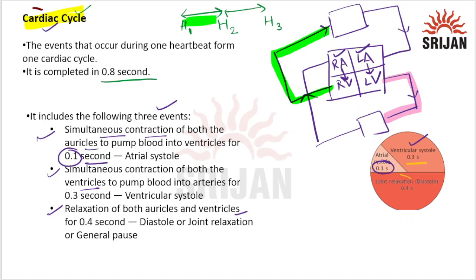Now comes the timing of joint relaxation. This is the point where the blood will be collected. Blood is collected in the right auricle and the left auricle. The right auricle collects the blood brought from the tissues by the vena cava, and the left auricle collects the blood sent by the lungs through the pulmonary veins. This is the joint relaxation, or diastole.